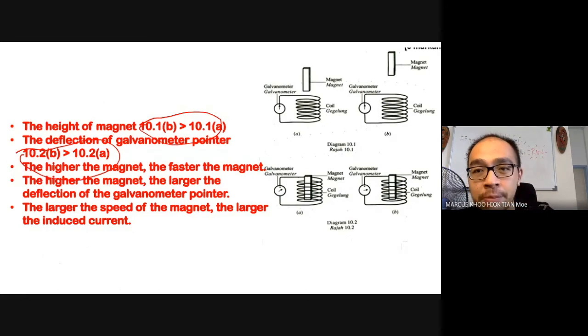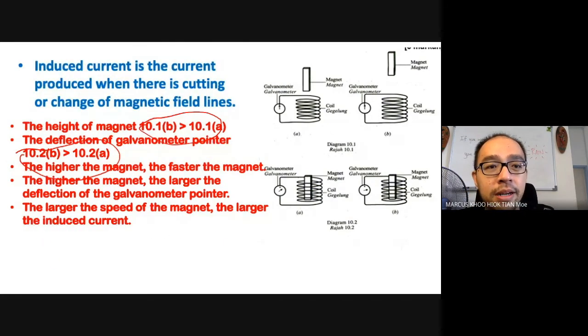And to answer Iqbal's question, the induced current is the current produced when there is a cutting or the change of magnetic field lines. Okay, very nicely done.